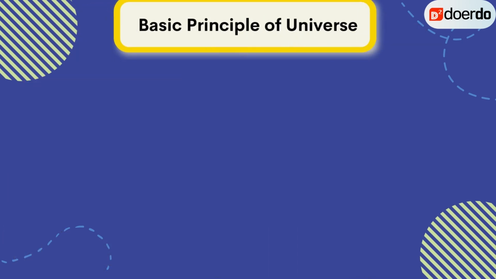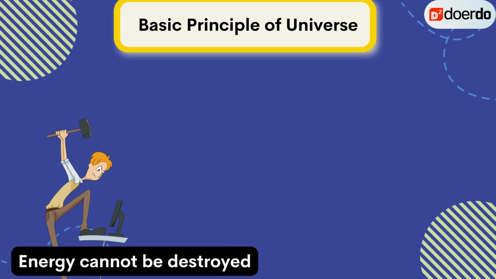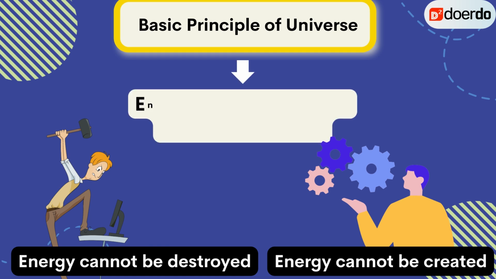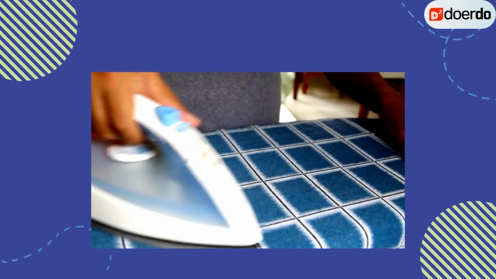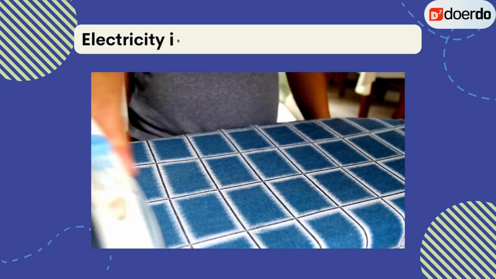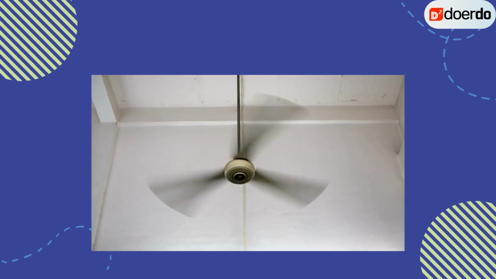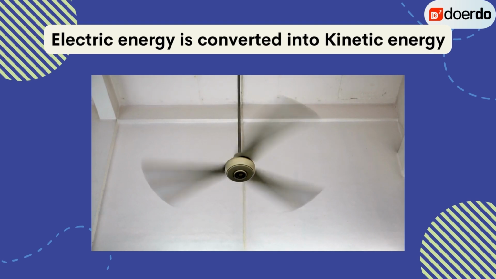The basic principle of the universe is that energy can neither be destroyed nor be created. However, it can be converted from one form to another. For example, in the case of an electric iron, electricity is converted into heat energy. In the case of a ceiling fan, electrical energy is converted into kinetic energy.